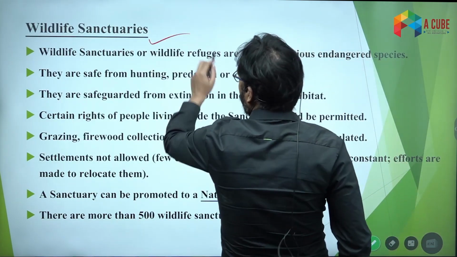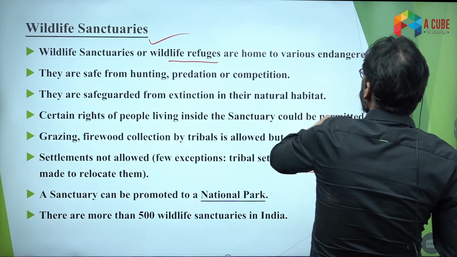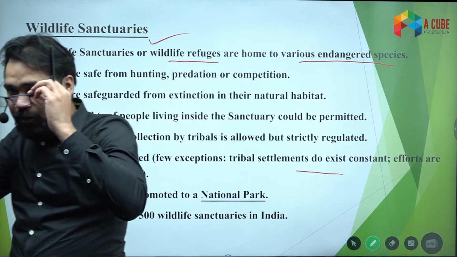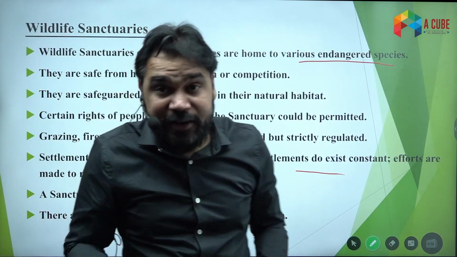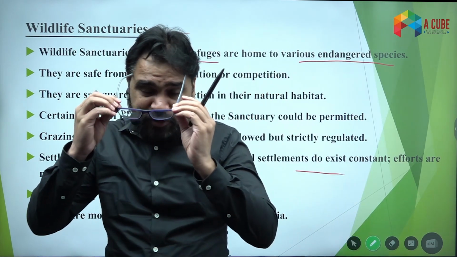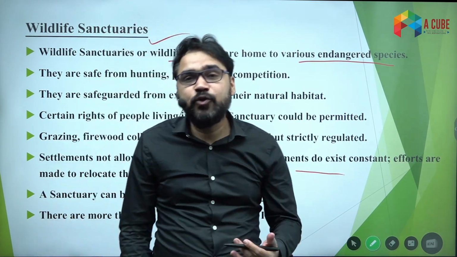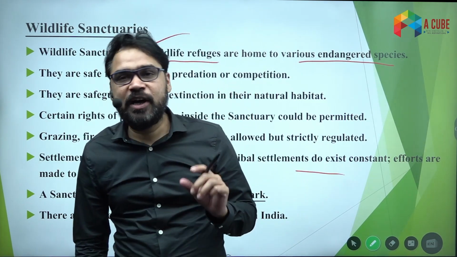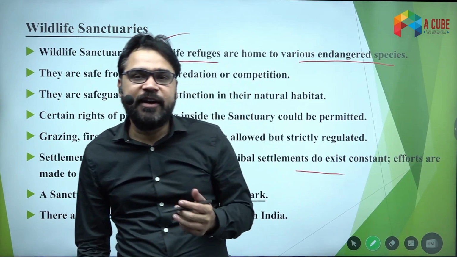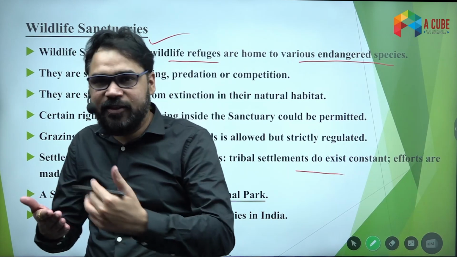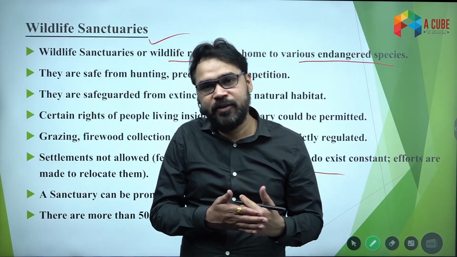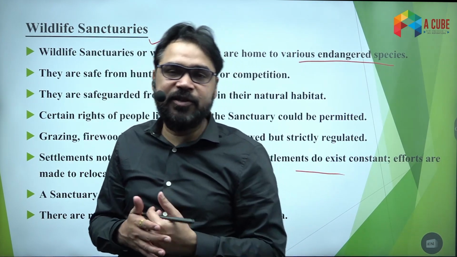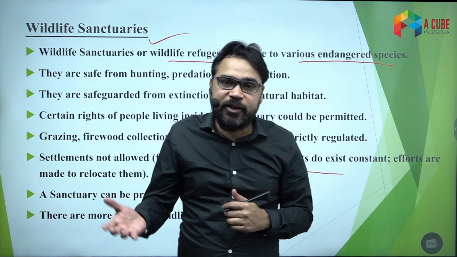Wildlife sanctuaries or wildlife refuges are home to various endangered species. Now, viewers, endangered species is a term you have heard here. We will study these species in our IUCN and Red Data Book discussion. IUCN is the authority which prepares this Red Data Book, and it lists various species according to the numbers in which they are present. We have classified them. You will find terms like endangered species, critically endangered species, threatened species, near threatened species, near extinction, extinction.